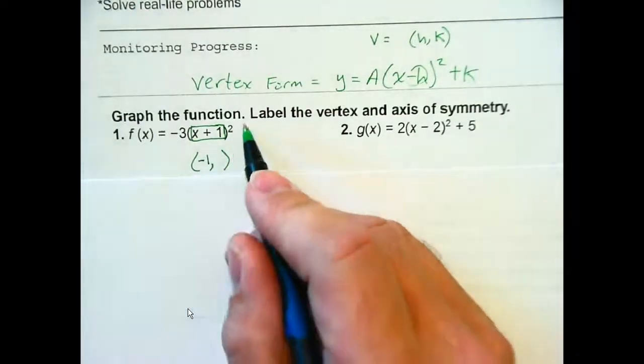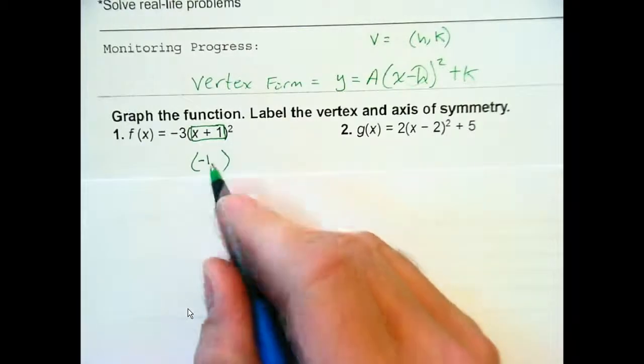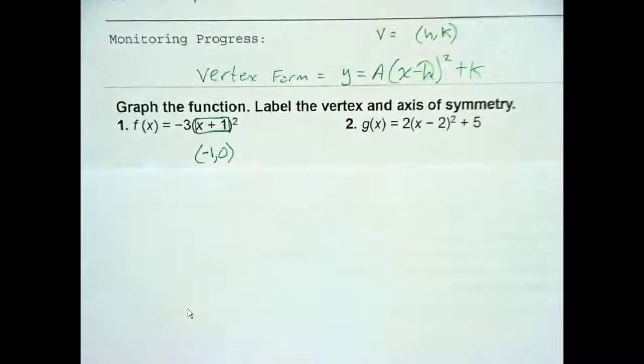What am I adding to this function? Nothing. My k value is 0. That means my vertex is at negative 1, 0.